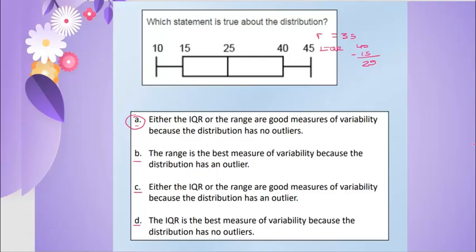So those are pretty close together. Because there are no outliers, you can use either the IQR or the range of the data for your variability.